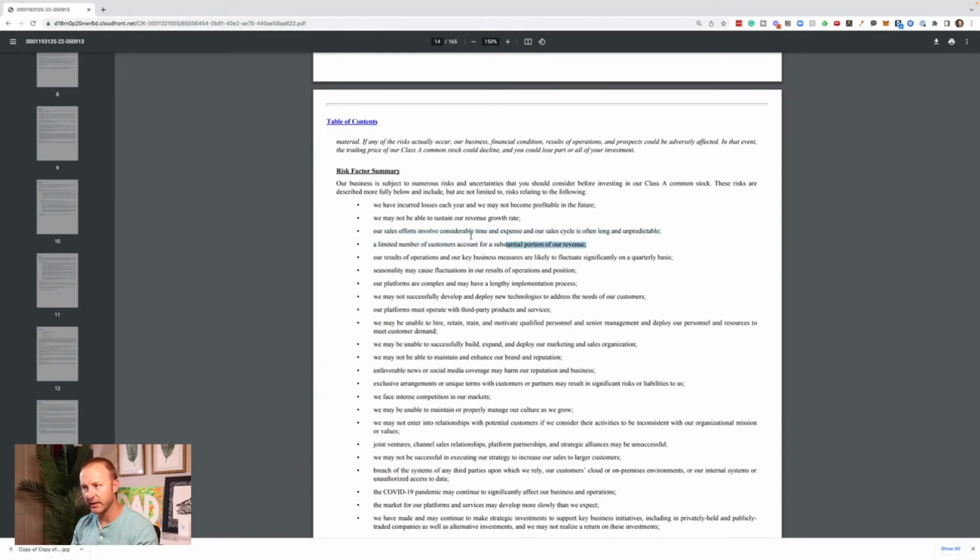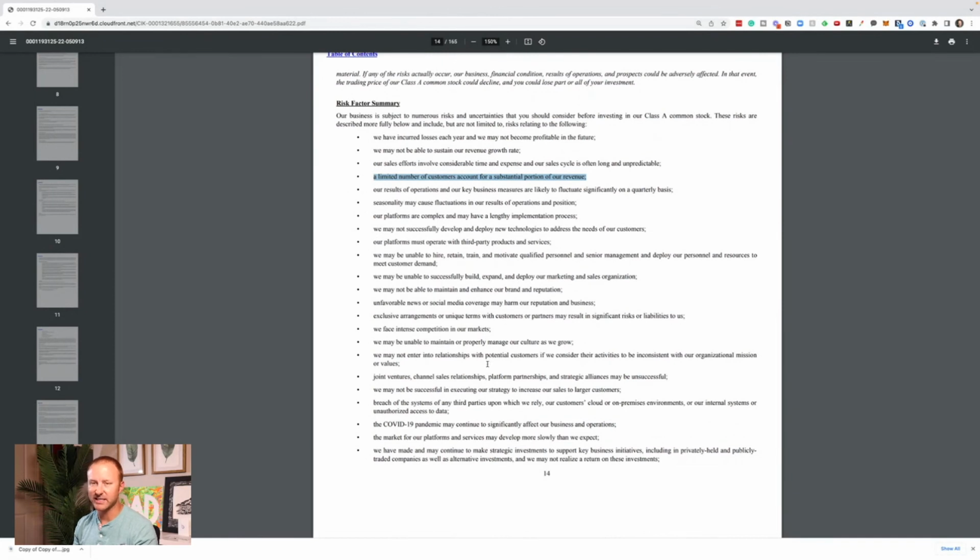I also really don't like this, like I just talked about: a limited number of our customers account for a substantial portion of our revenue. That means if they lose one or two of them, they're in trouble. A lot of these other things are just standard risks, but you can skim the risk factors and find things that you might need to dig deeper into for each company.